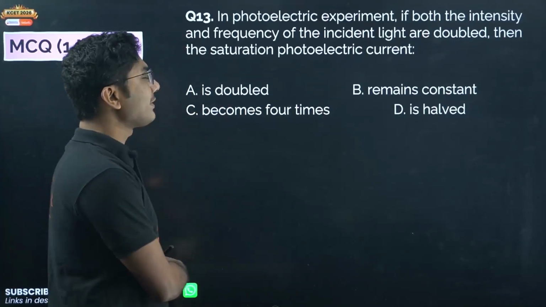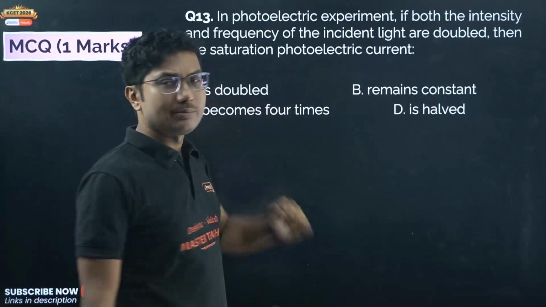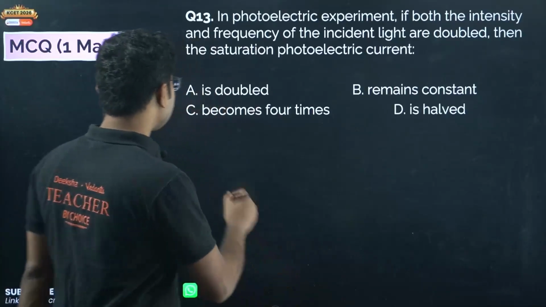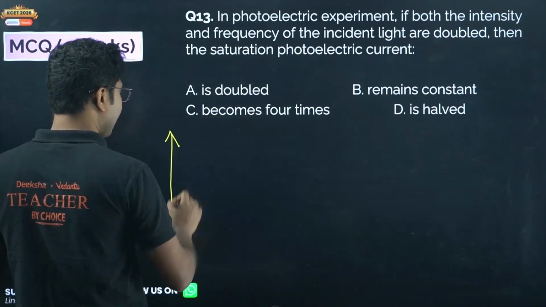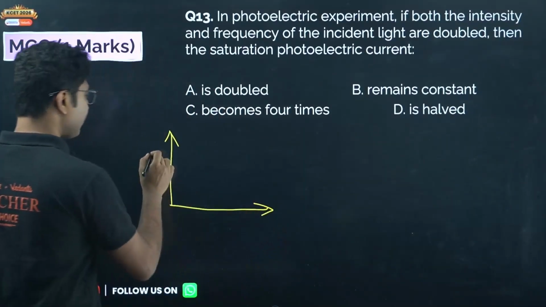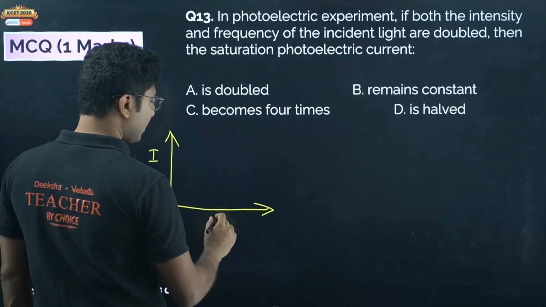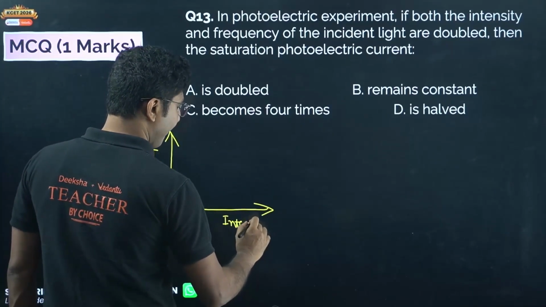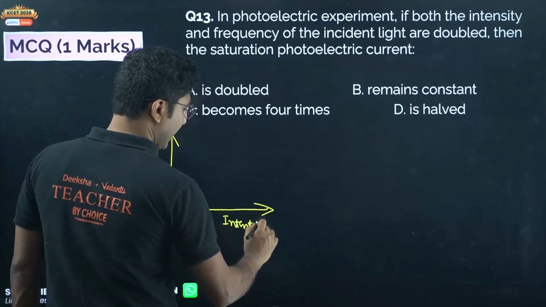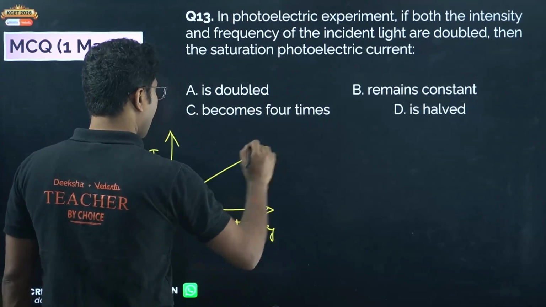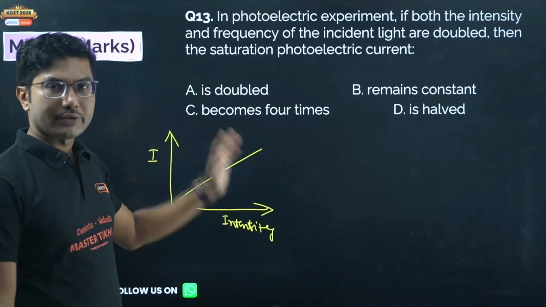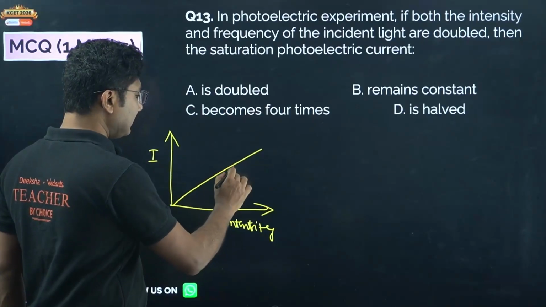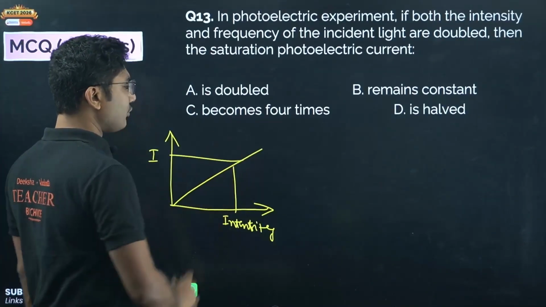So, photoelectric experiment, intensity and frequency both are doubled. Now we know that the saturation current is directly proportional to the intensity, right? Directly proportional. And there is no relationship with frequency. So if intensity is doubled, then saturation current will also be doubled.